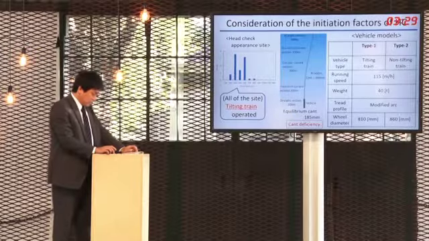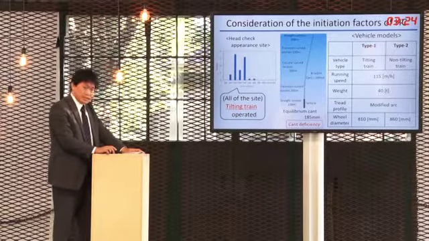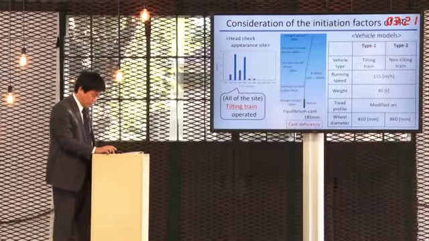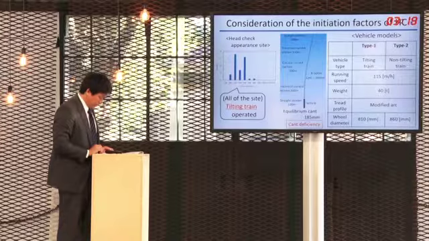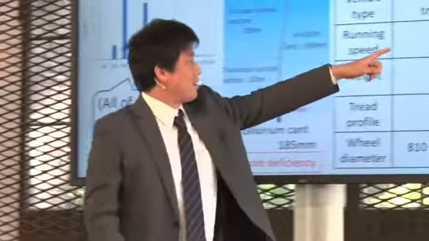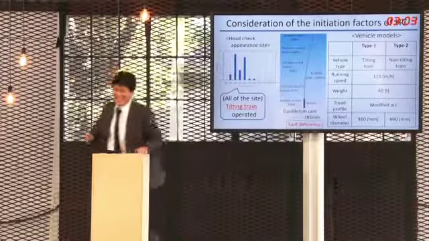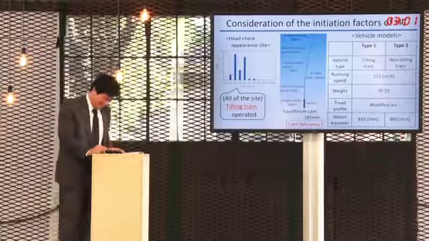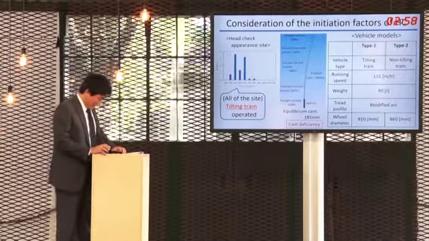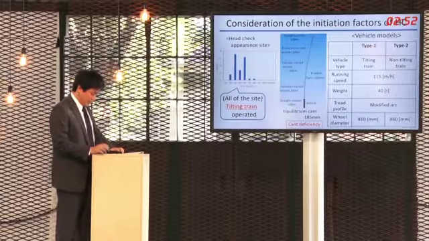Here shows the outline of the analytical model. The radius of curvature is 600 meters, and the cant is 100 millimeters. However, the equilibrium cant is calculated as 185 millimeters. Sorry, I made a mistake. Running speed is not meter per hour, but kilometer per hour. Therefore, this circular curved section is cant deficiency.